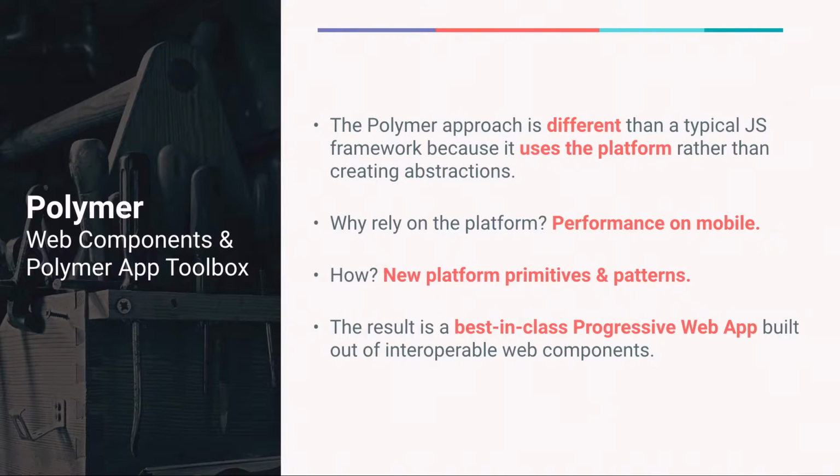So in summary, the Polymer project's approach to modern web development is different. It's different than that of a typical JavaScript framework because it uses the platform. It uses what's already there in users' browsers rather than creating massive abstractions on top. And why is it important to use the platform? For performance on mobile. And thanks to these new powerful web platform primitives, this is finally possible. This is finally possible as web developers to create these kinds of engaging, immersive app-like experiences on the mobile web. And so the result of using the platform is a first-class progressive web app built out of interoperable web components.